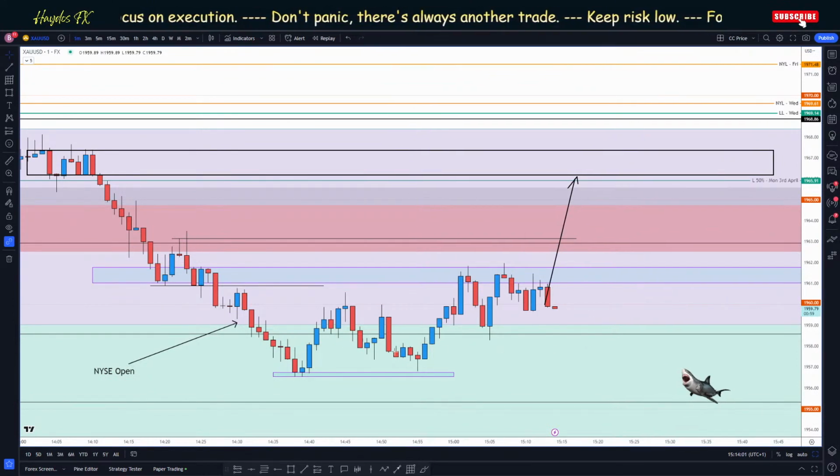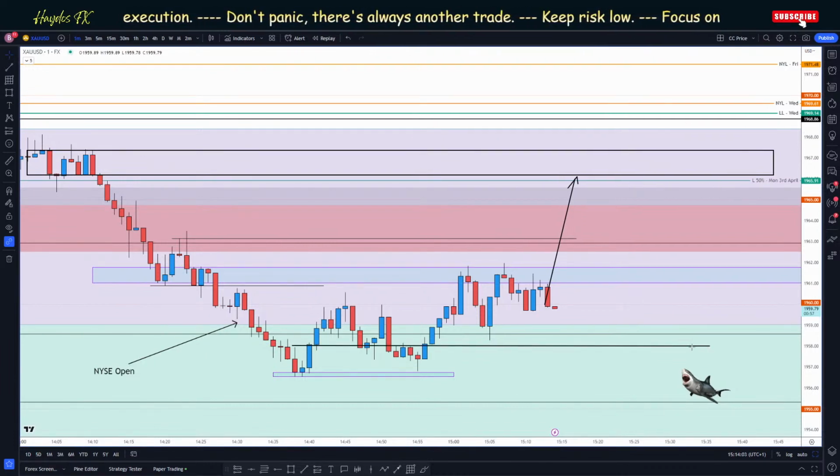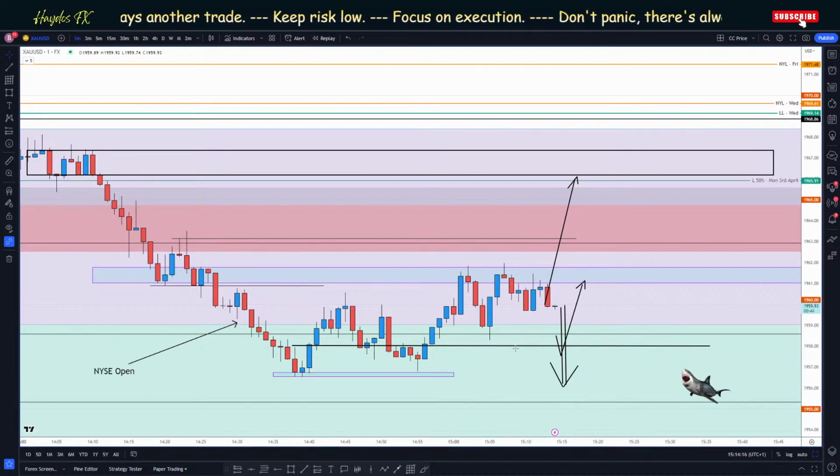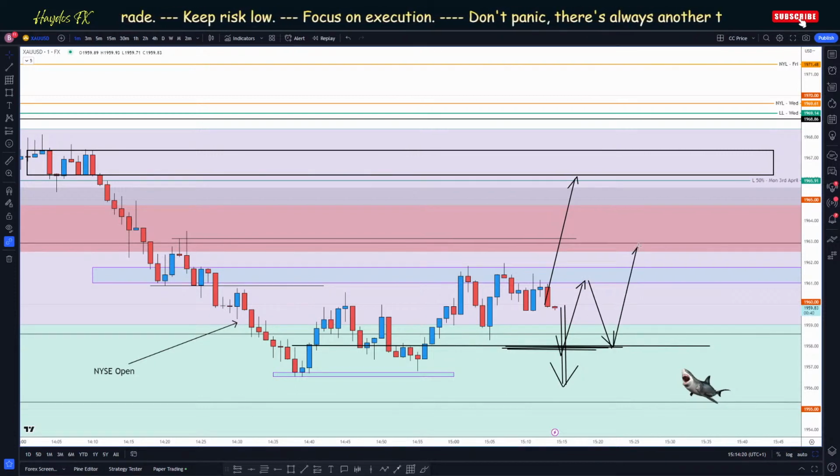If it comes back to the entry, I'll set an alert and see what it does. If it just shoots straight down, then it's going to stop me out. But if it comes down, touches it, and then rises, then I'll move my stop loss to break even in case it comes down a second time. That's the plan on how I'm going to manage this one.